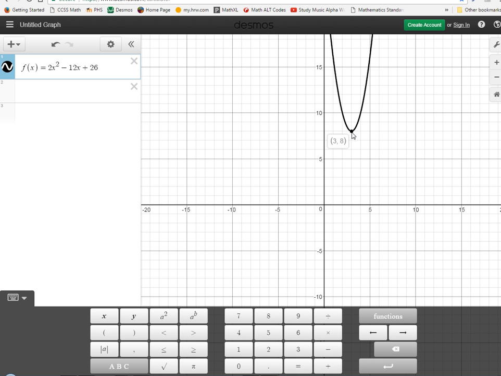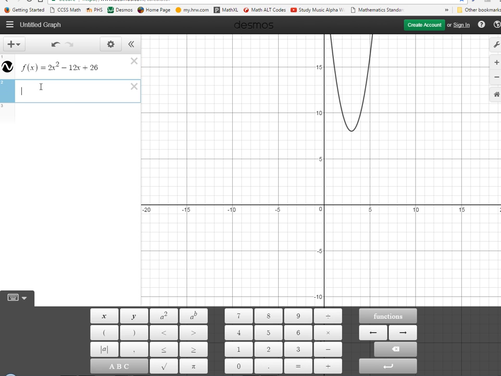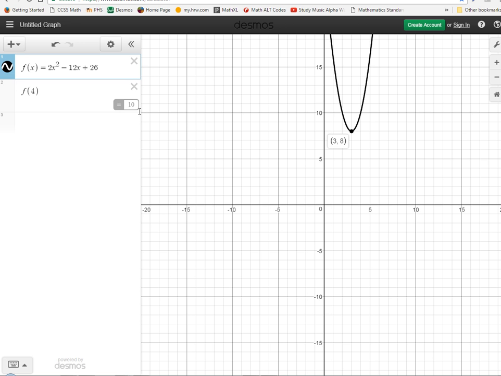The vertex is at (3, 8), right? So I want to know what the value of the function is when x is 4. I could just come down here and do f of 4, and it gives me back 10 as an answer, right? So if that point is at (4, 10), that means it's right there, doesn't it? I've gone over 1 and up 2.